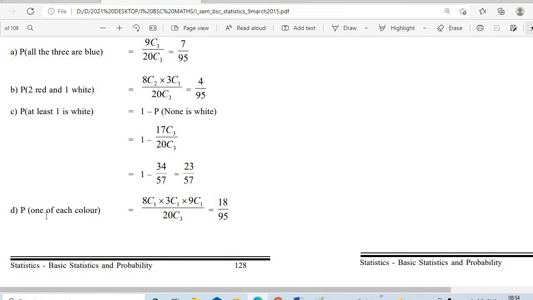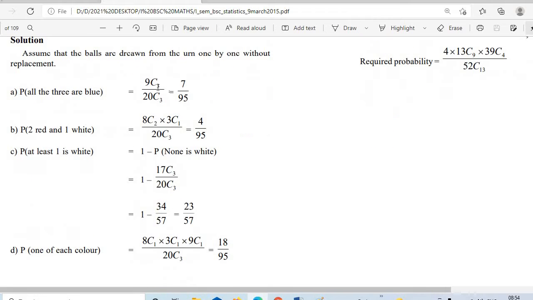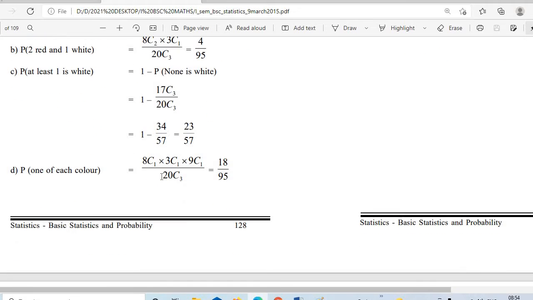Next is the probability of one of each color. So we will have 1 red, 1 white and 1 blue ball. So the number of favorable cases is 8C1 into 3C1 into 9C1 divided by 20C3, that equals 8 into 3 into 9, that is 18 by 95.